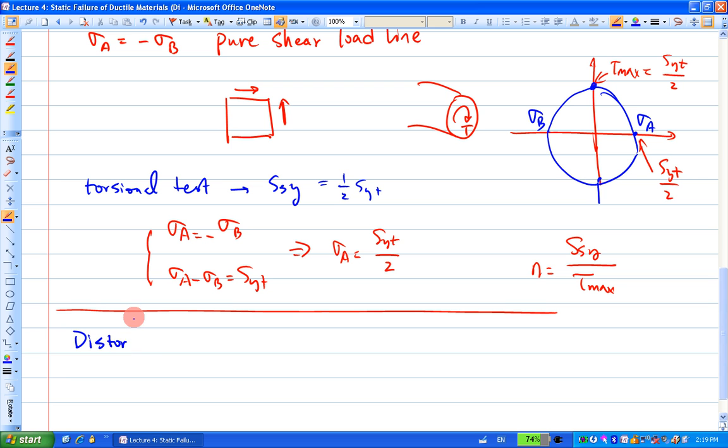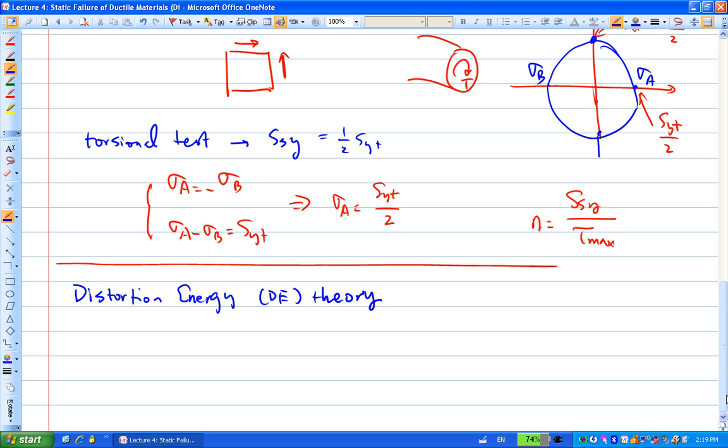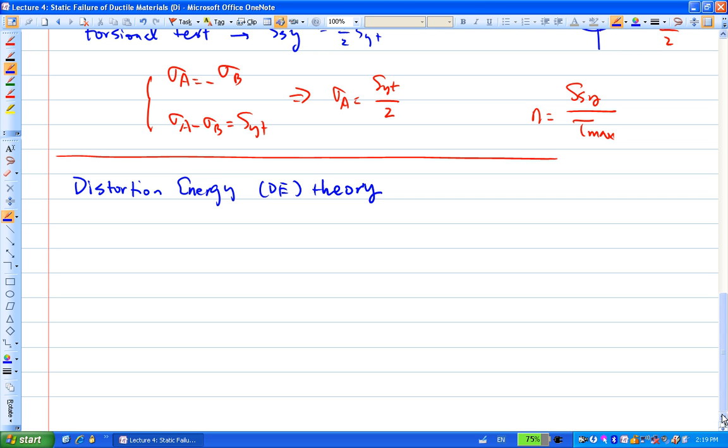The second one is a more useful theory, though, in my point of view. What we call the DE theory. The second one is more useful, or more applicable, in many situations. So let me start with another observation first, then we'll write down the definition of this distortion energy theory.